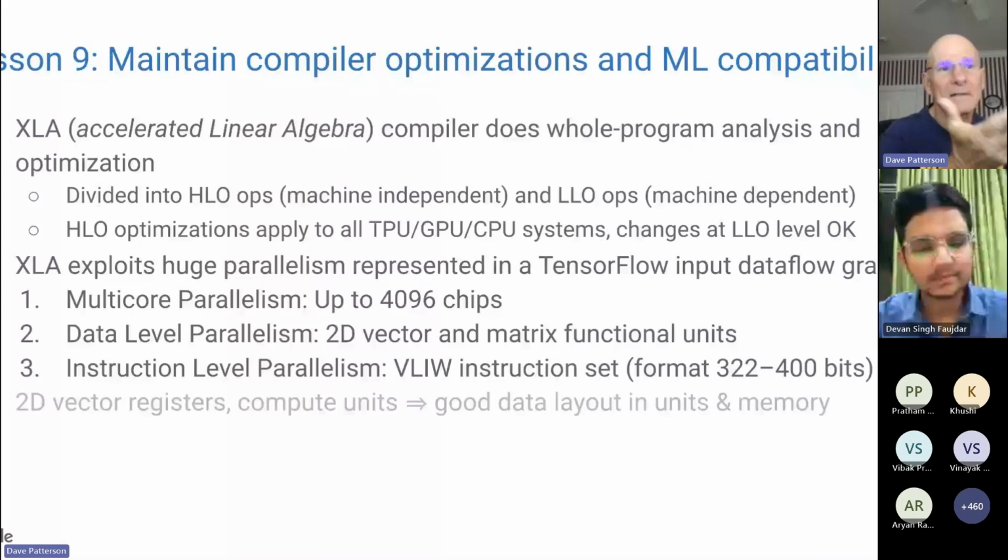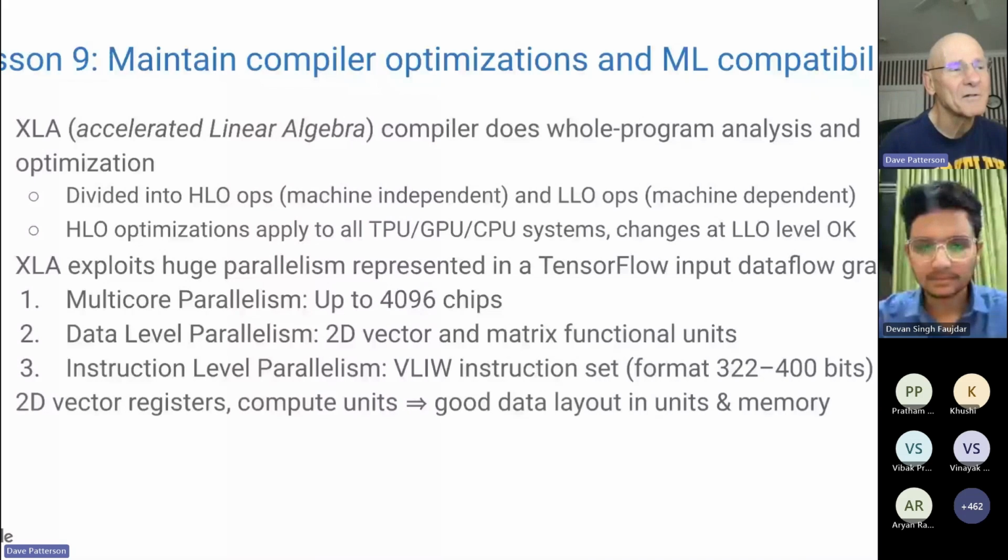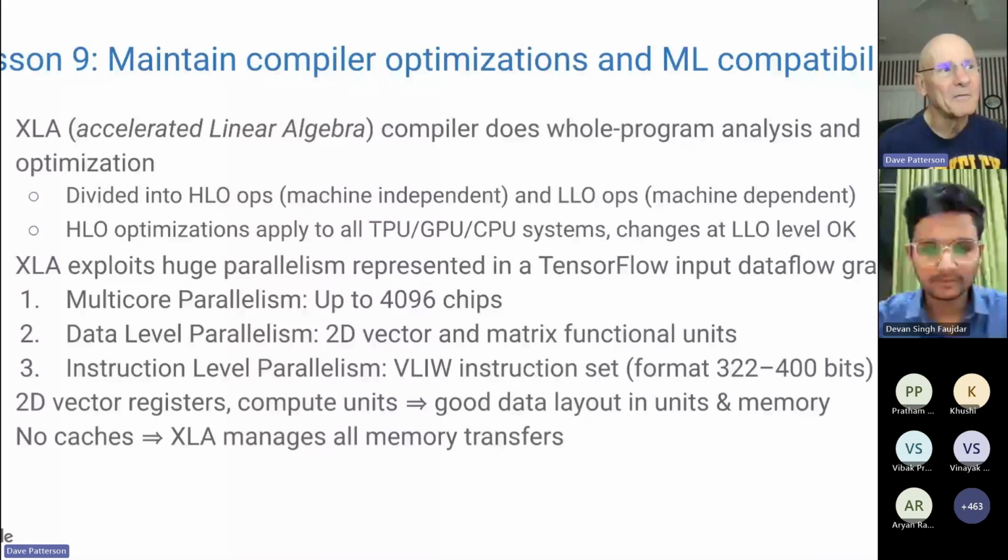And with this 2D, the compiler challenge is having good layout in memory to match these 2D vector registers, which is a new challenge. And there are no caches in this thing. CPUs depend upon the caches, that what you've accessed, you're going to access again, and they have 3 or 4 levels of caches. And it's a big part of the resources and of the performance of CPUs. But there are no caches here. This is more predictable. So the XLA compiler just manages all transfers as DMAs.